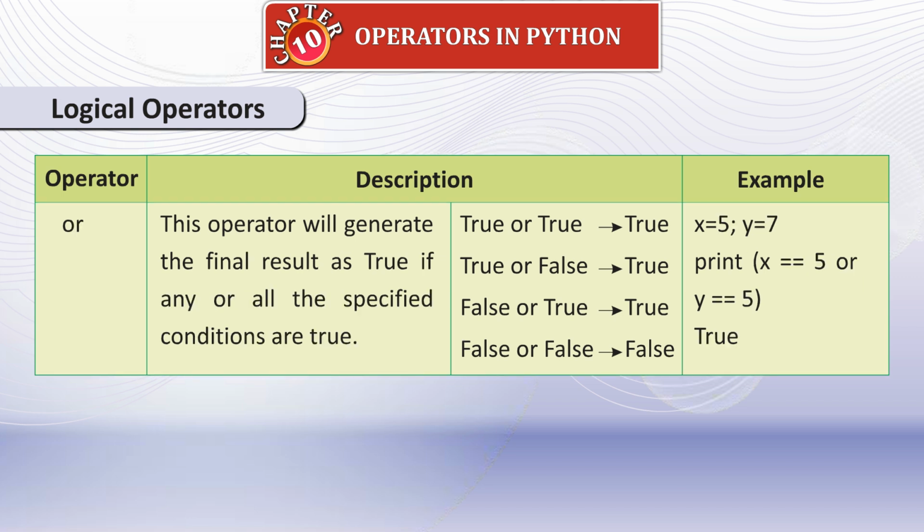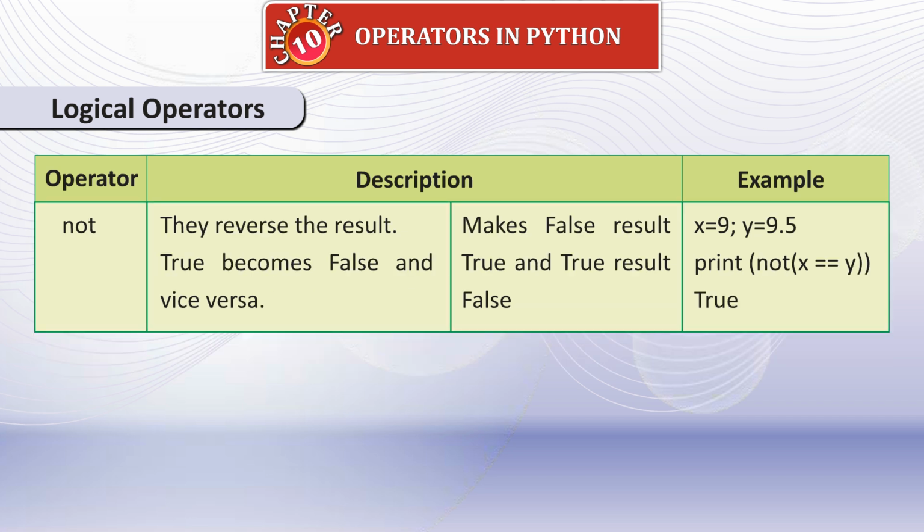False. Or: this operator will generate the final result as true if any or all the specified conditions are true. True or true: true. True or false: true. False or true: true. False or false: false. x = 5, y = 7. print(x == 5 or y == 5). True. Not: they reverse the result.